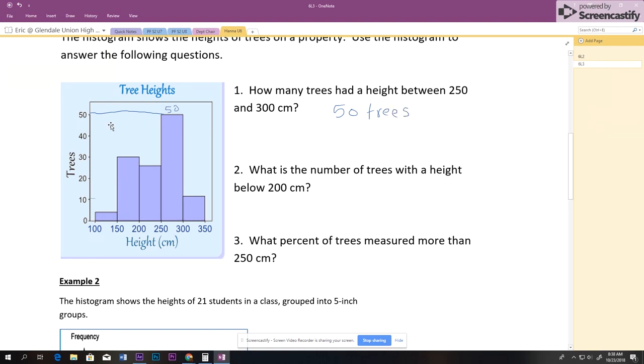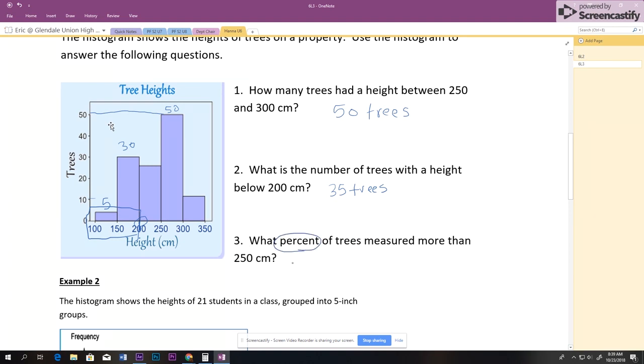All right, so in this example, number 2, what is the number of trees with a height below 200? Well, below 200 is, here's 200, so that's these 2 bars right there. We'll say that this one is 5, and this one is 30, so then that is 30 plus 5 is 35 trees.